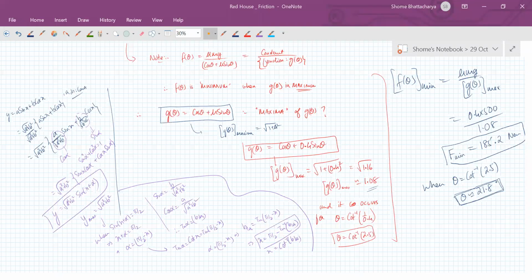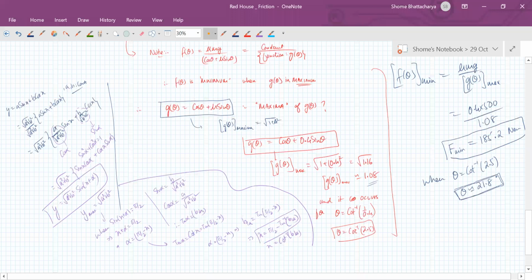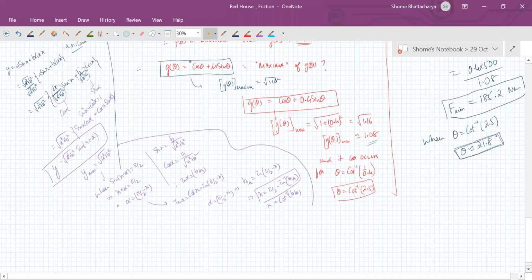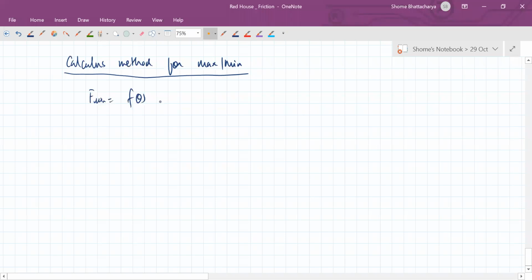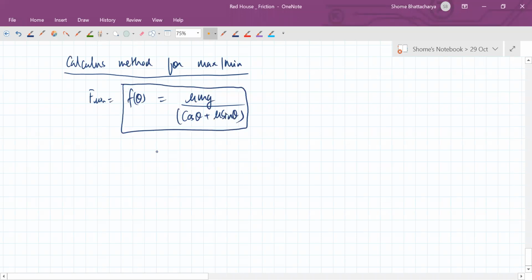Okay, so hope you understood this method. Now, just as a quick alternative, the calculus method for maxima and minima, how we can make use of that. So this f minimum, which was expressed as a function of theta, was this. Now this function's minima we want to find out.